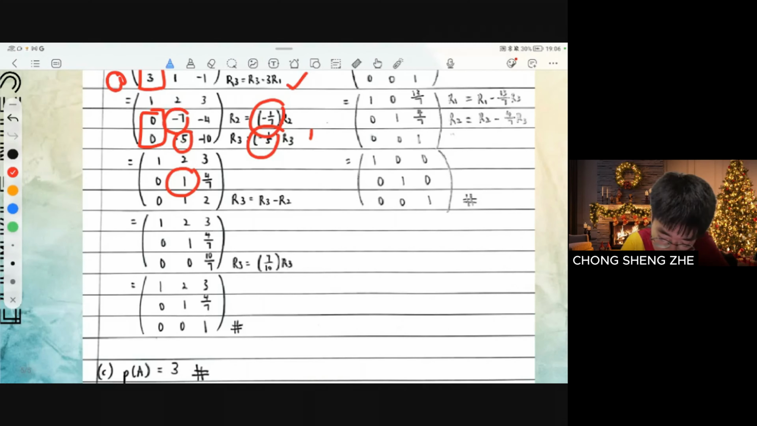So we already have the leading one in the second row. We need to have the leading one for the third row also. But we need to change this 1 to 0 first. So we perform the operation R3 equals R3 minus R2, which is this 1 minus 1. We will get 0. Then this 10 over 7, we need to change it to 1 so that it can become the leading one. So we multiply 10 over 7 by 7 over 10. So we will get 1. So we get our REM.